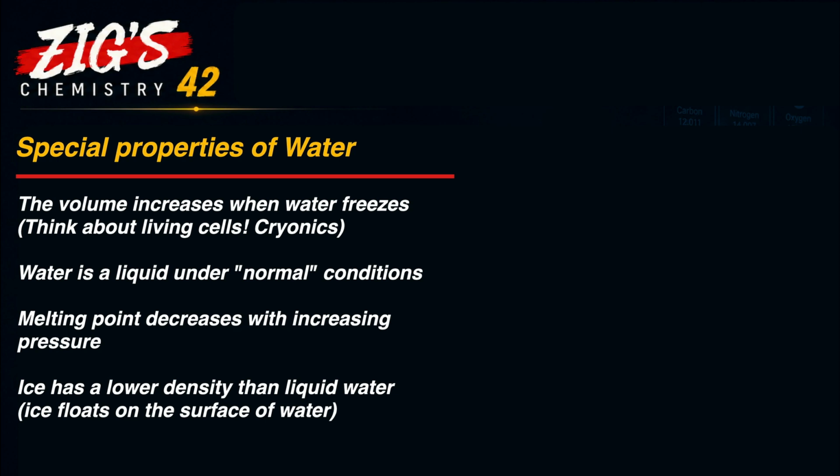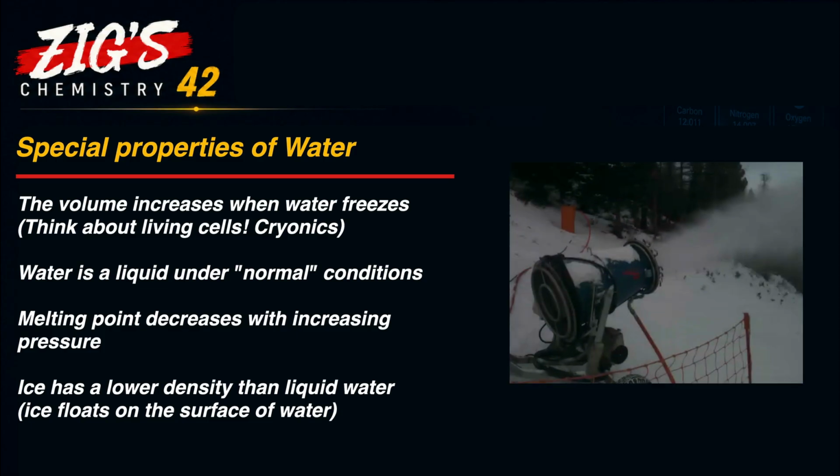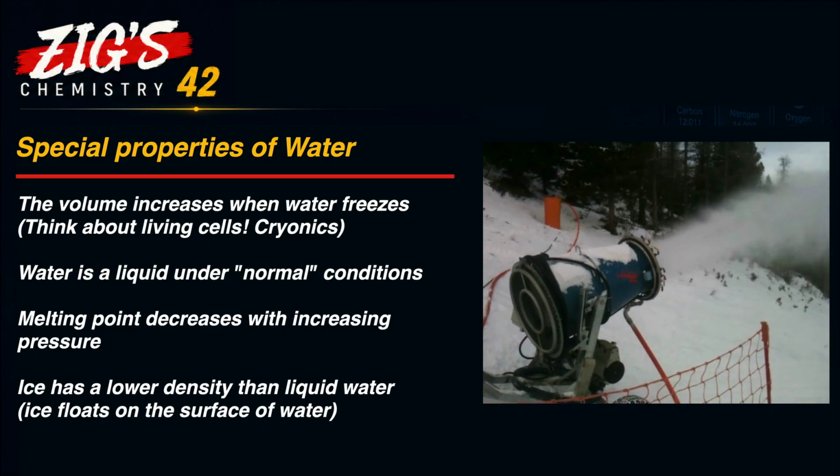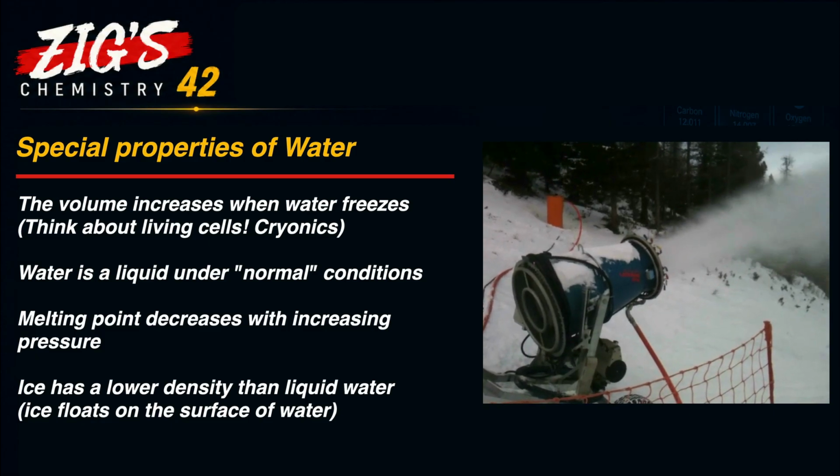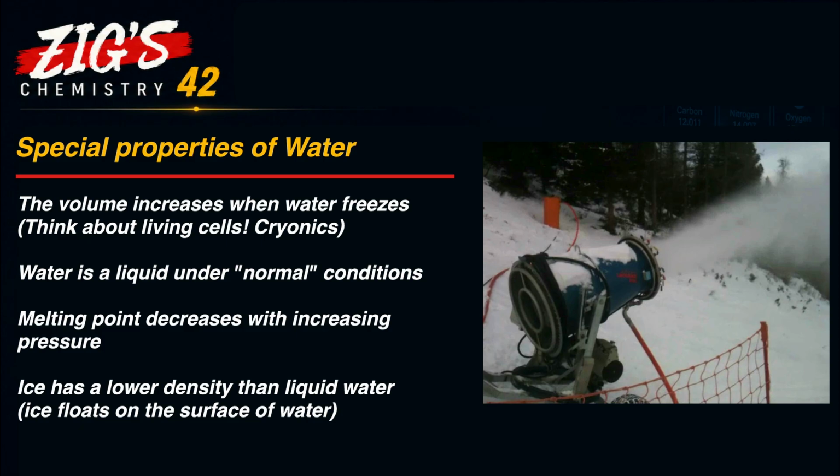Then we have seen that the melting point decreases with increasing pressure. Also, again, unusual. And we have seen that ice has a lower density than liquid water, so that leads to the fact that ice floats on the surface of water. We also can make use of some of the special properties of water. For example, in wintertime, if there's not enough snow, we can actually make artificial snow. And that again is just using our knowledge, and having an application of that, we have learned how to work with the properties of water.